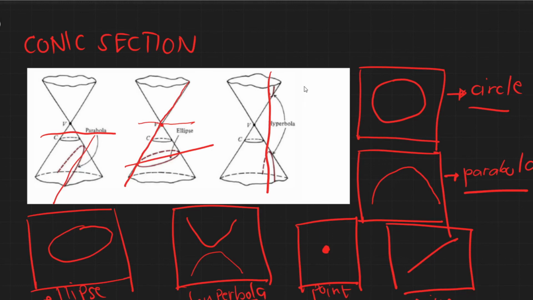Next one is when the plane does not intersect the cone at all. Of course, there is no graph that forms. So this is an empty set. These three are special types of conic sections that we will be dealing with at the end. However, we need to discuss first the first type.